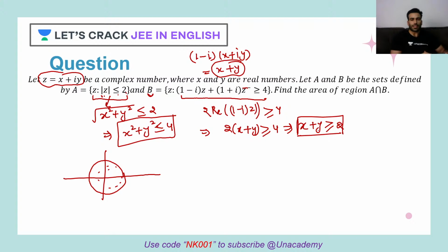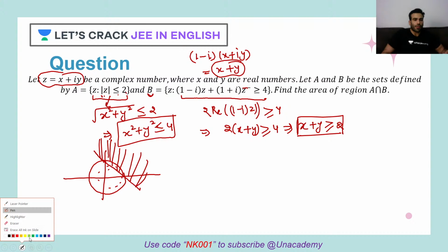So what is it? It is a straight line which has intercepts, x and y intercept both 2. This line passes from here, and the set has all the points above this straight line. Whereas in the circle we had all the points inside the circle. So the common area would be this blue area, which is enclosed by this circle as well as this straight line. Now we have to calculate the area of this blue part.